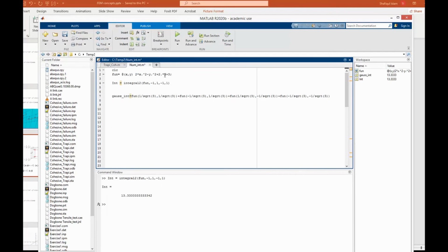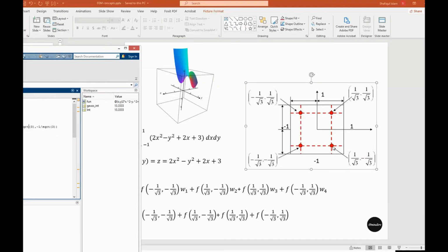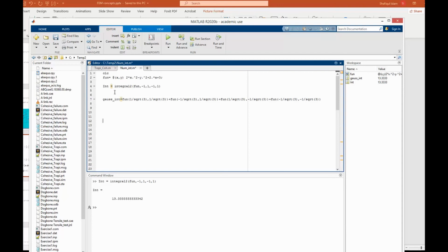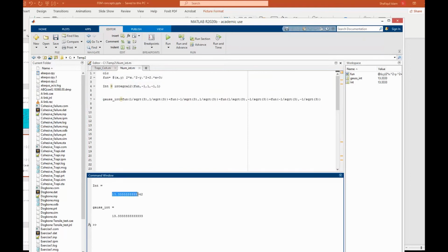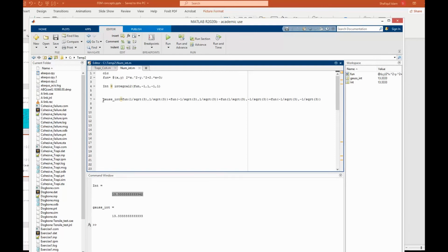So the Gauss integral of this function within this lower and upper limit is this function value at 1 divided by square root of 3 for the value of x and 1 divided by square root of 3 for the value of y, plus this function evaluated at minus 1 by square root of 3 and a y value of 1 divided by square root of 3, and so on. And we have added this function value at these four Gauss points as here. Now we will run this code and compare these two integral values. So we can see the regular integral is 13.33 and the integral found by using Gaussian quadrature is also 13.33. We are still not sure which integral is more efficient, but we will find out soon.